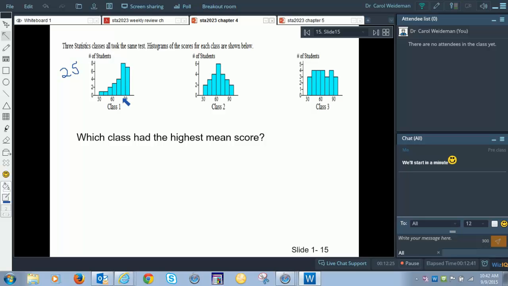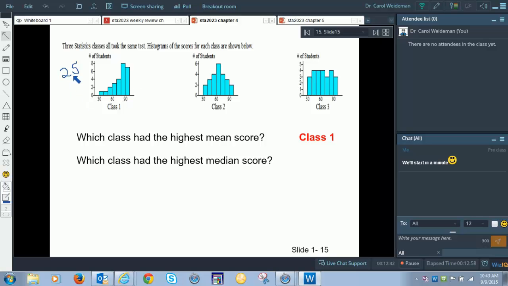And then if I notice, 8 plus 15 of those students have scores above 80, which definitely means that the mean is going to be higher than the 60 that we see up here. So class 1 would have the actual highest mean score.